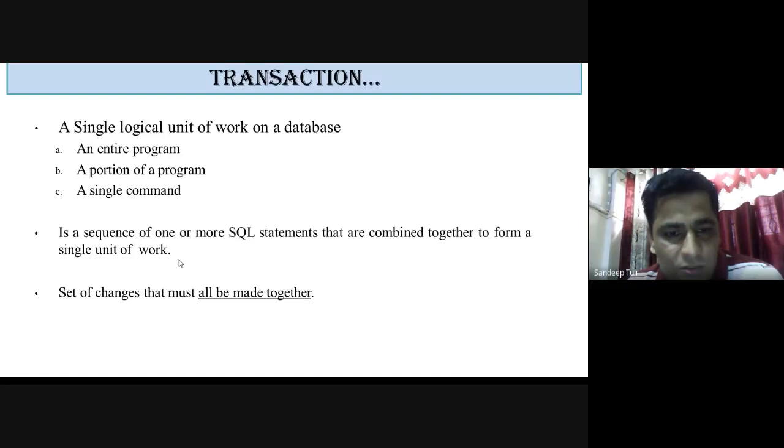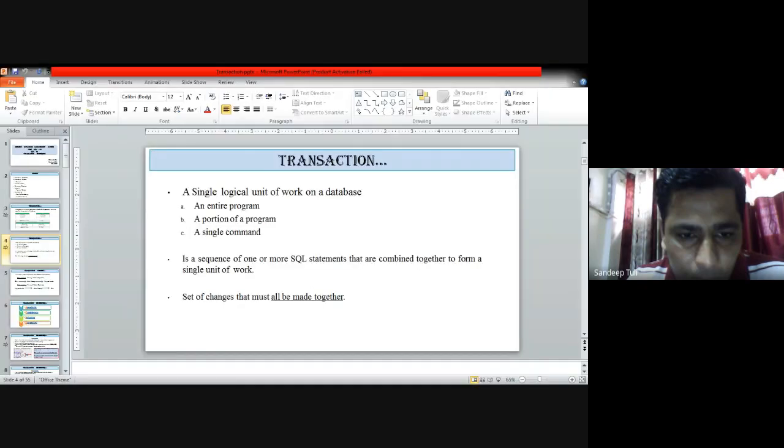So right now up to this point it is clear. This is the basic definition of transactions. I'm repeating it: it is a sequence of one or more SQL statements that are combined together to form a single unit of work. Done? Can we move ahead? Any question till now? Anybody wants to ask anything?